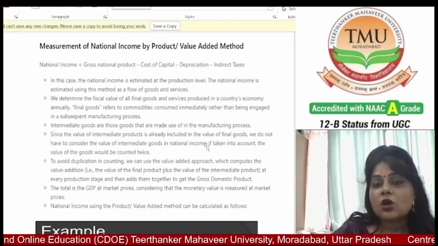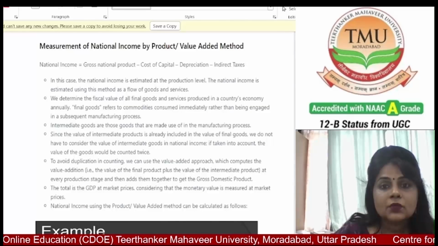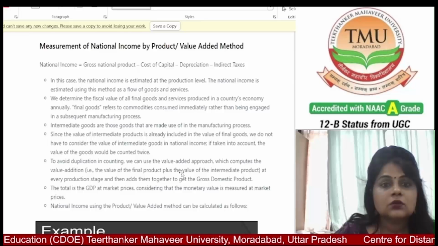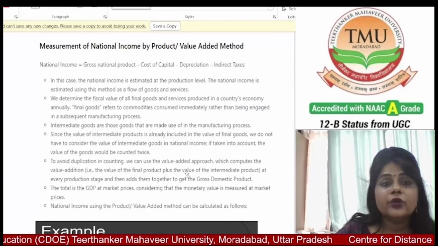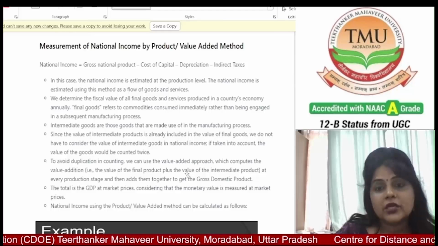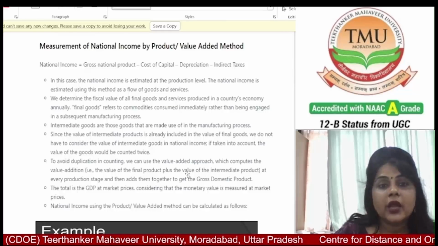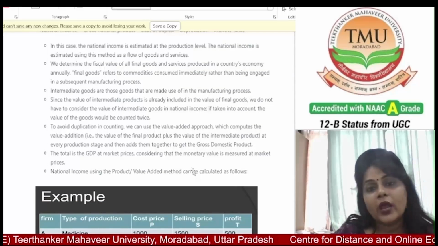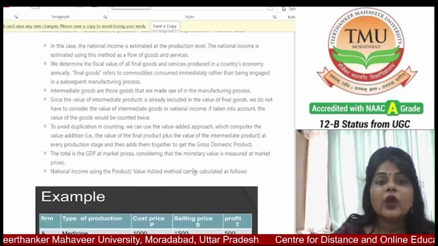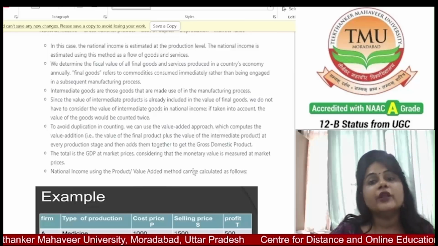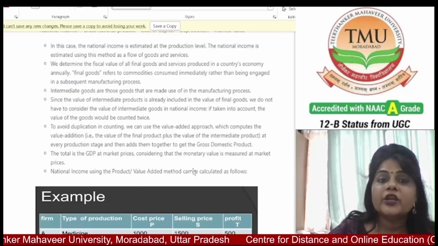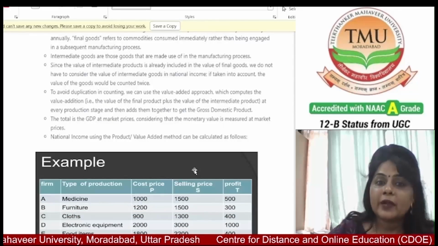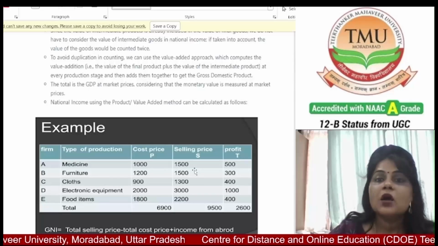Since the value of intermediate products is already included in the value of the final good, we do not have to consider the value of intermediate goods in national income. If taken into account, the value of goods would be counted twice. To avoid duplication in counting, we can use the value added approach, which computes the value of final product minus the value of intermediate product at each pre-produced stage and then adds them together to get the gross domestic product. The total GDP at market price is the monetary value measured at market price.